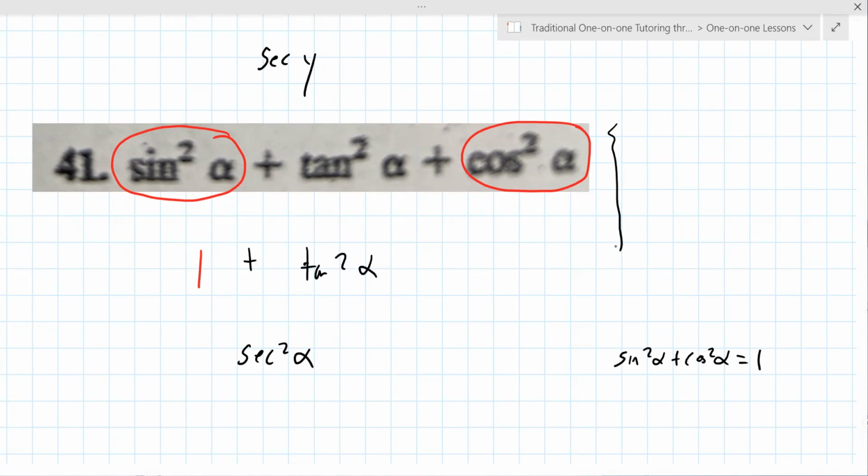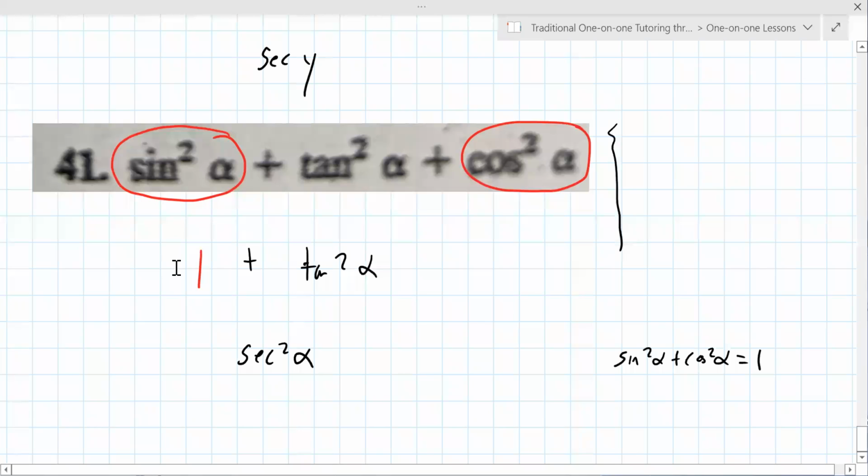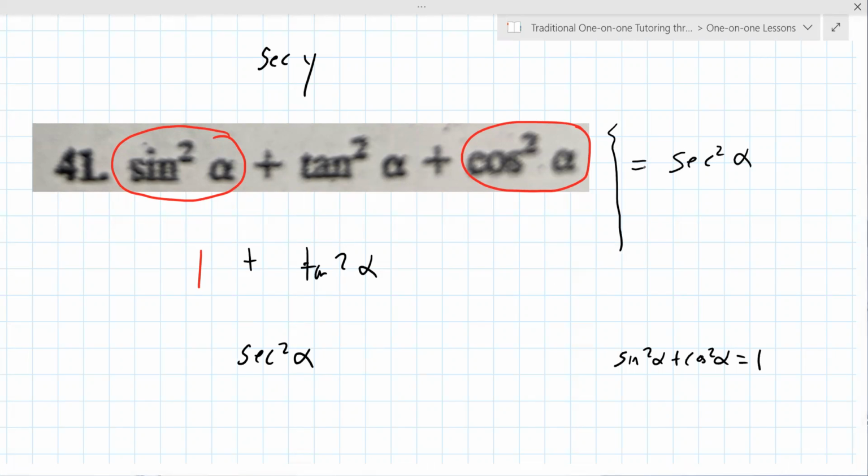What is that equal to? Well, no. 1 plus cotangent squared alpha is cosecant squared alpha. And I think that's what they want you to, that's what I think the right-hand side is. I couldn't see it, but I think that's what it is. Oh, wait. Yeah, that's what it is.